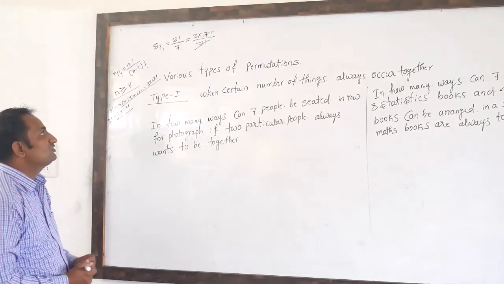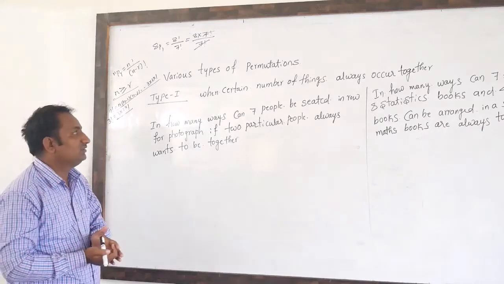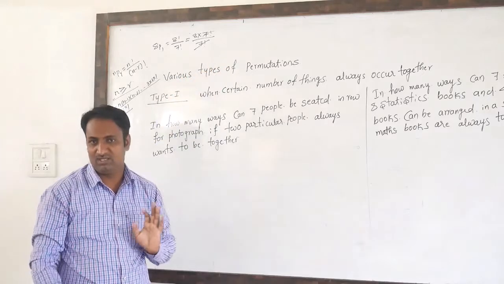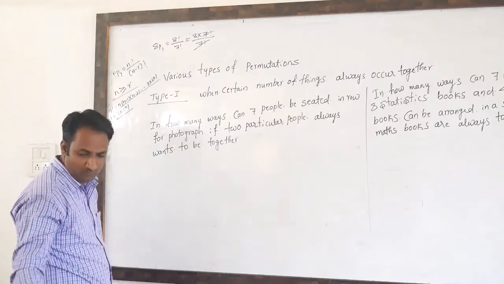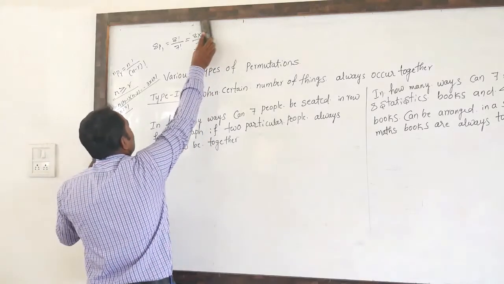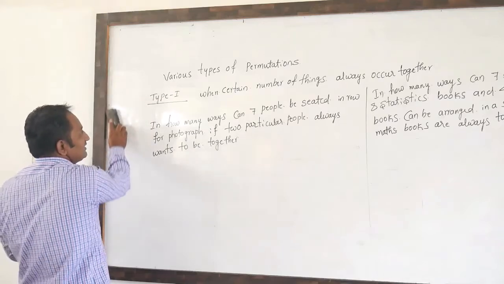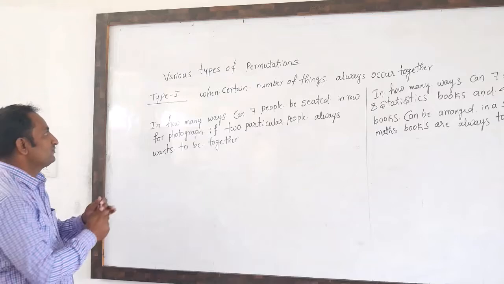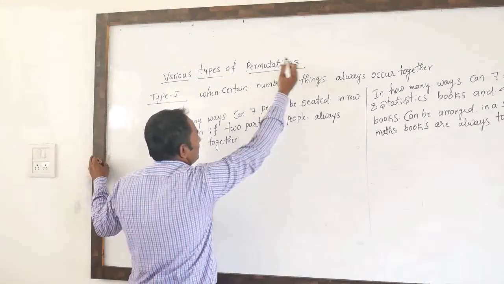On the basis of that concept, we go to the next topic, various types of permutation. Here it's a very important concept. Various types of permutation. In this concept we can choose the first type.